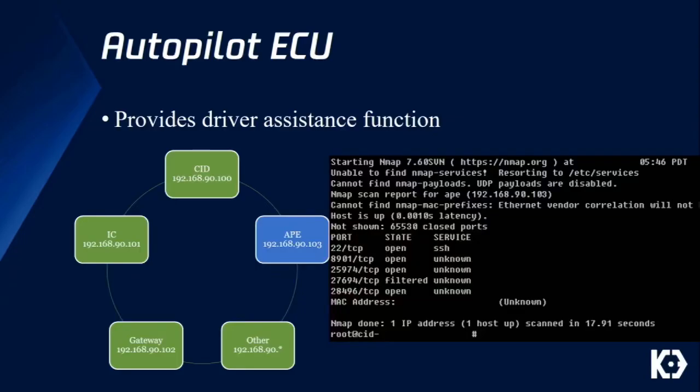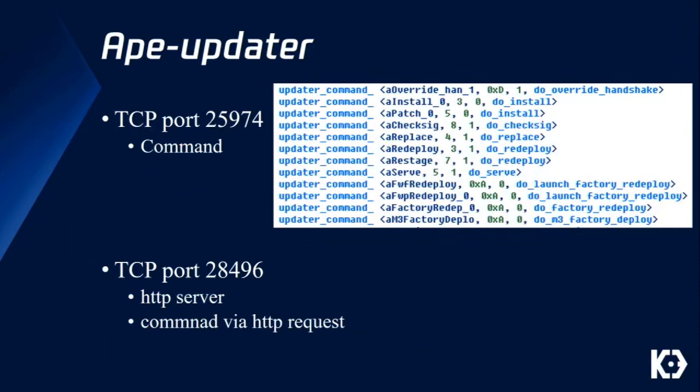On Tesla Model X, the Autopilot ECU is the most significant component, which provides the driver assistance functions. Like CID, there are few interfaces on APE for interacting with the outside world. On Tesla, APE, CID, IC, and gateway are on the same network. Firstly, we focus on the ports opened by APE. From the nmap result, there are four opened ports. Two of these ports are opened by the binary APE updater.